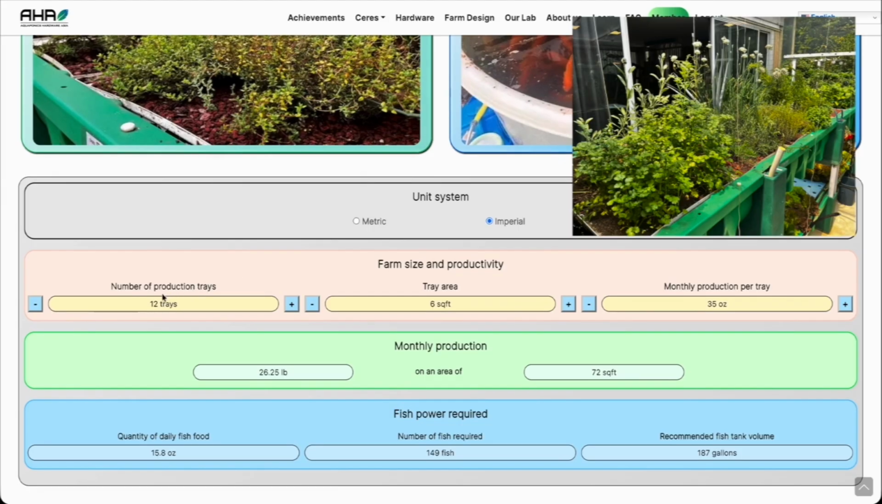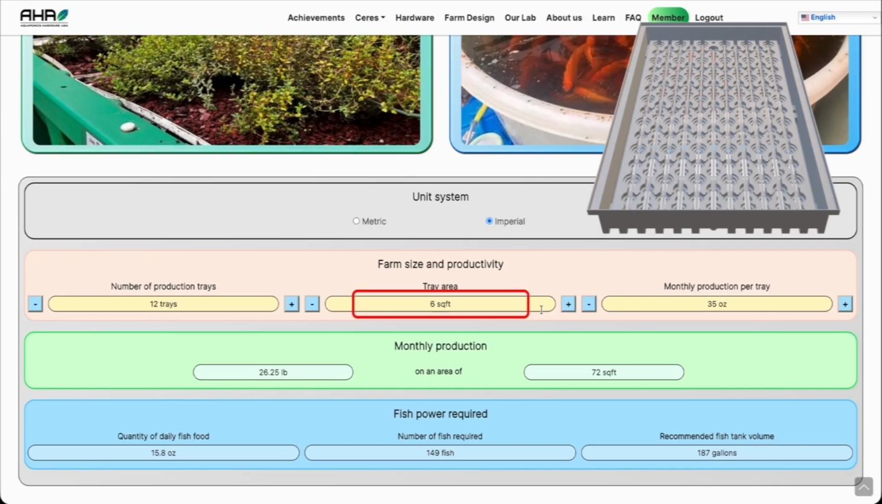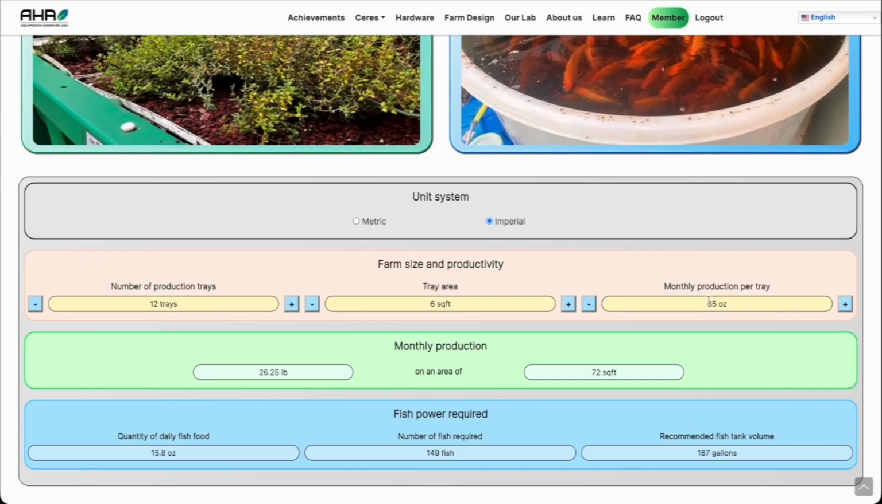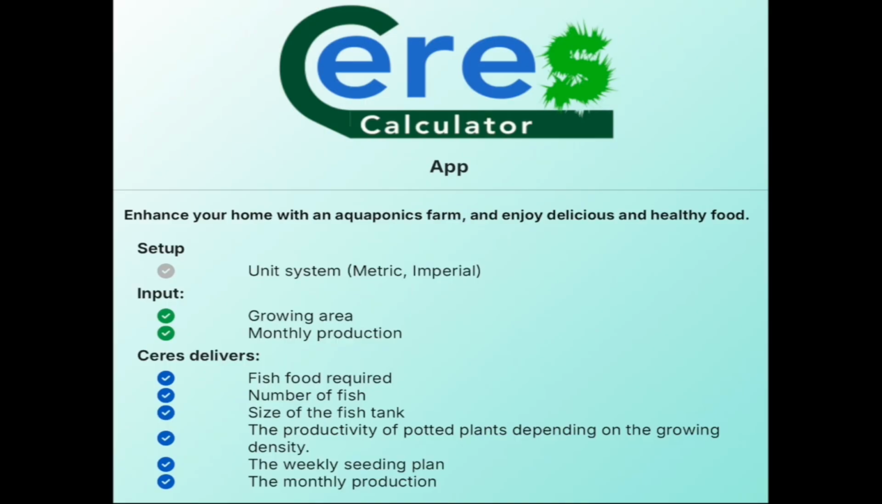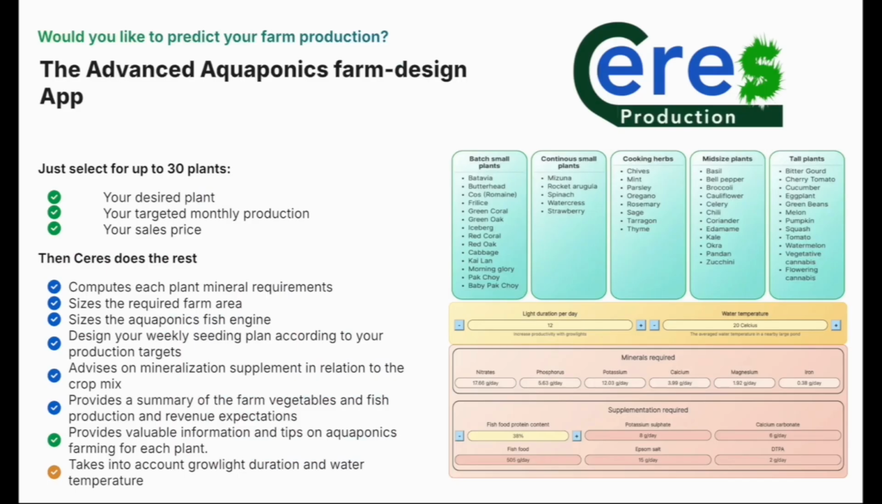We have space to design a system for 12 trays, each 6 square feet. And we plan to produce an average of 35 ounces per tray. Ceres Calculator does not provide productivity information. You need to evaluate the productivity of the vegetables you plan to produce, such as 35 ounces per tray per month. Nevertheless, we have tested productivity across various water temperatures and daily light durations over the last 10 years, and Ceres Production provides this information for over 50 plants.